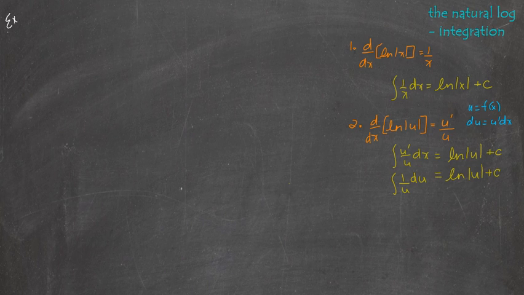So let's first find the integral of 4 over x dx. Well, the first thing I want to do is apply the constant multiple rule. So this is 4 times the antiderivative of 1 over x dx. And we have a rule for that. 1 over x dx is just the natural log of absolute x. So that's 4 times the natural log absolute x plus c.